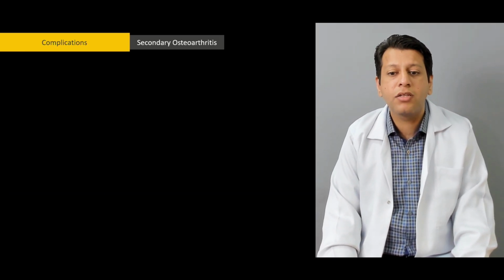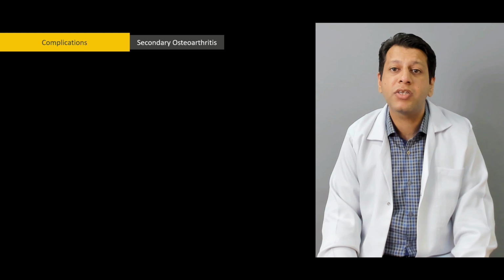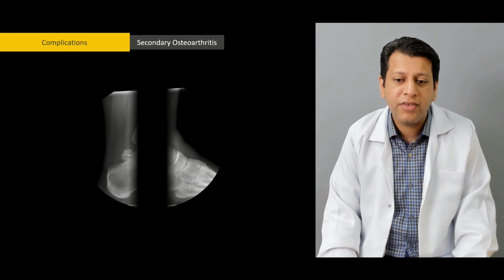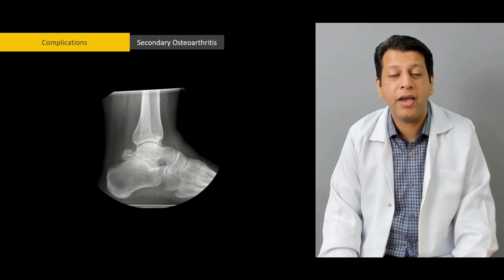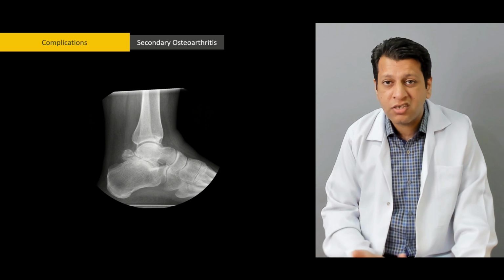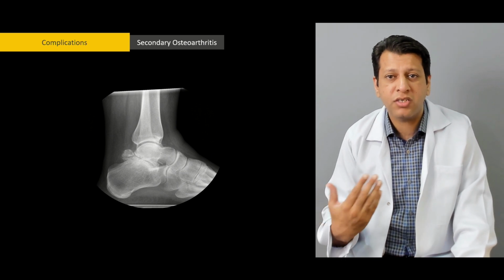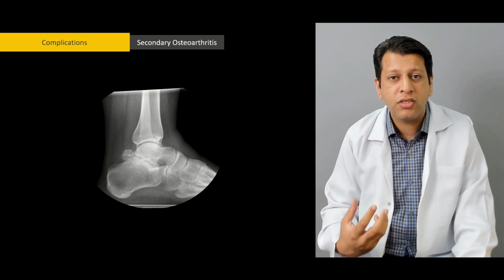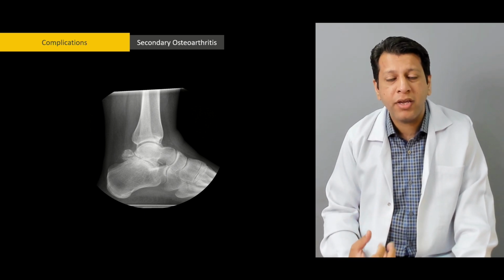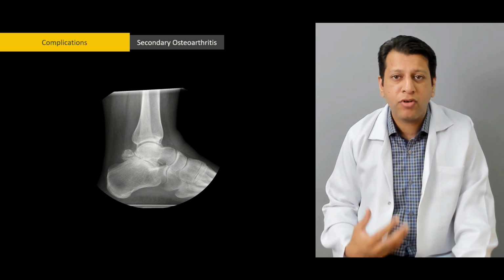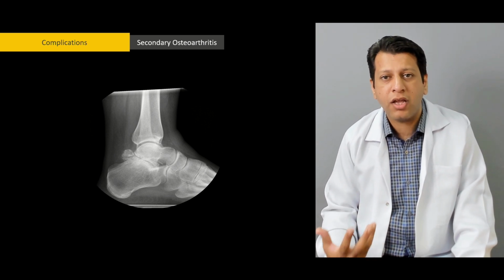Now coming to the other complication, which could be a secondary osteoarthritis. Secondary osteoarthritis can develop especially due to the high energy impact at the time of injury. As the different joints are disrupted, there could be tibiotalar joint disruption, or subtalar or talonavicular joint disruption. Eventually, this can lead to ankle pain, ankle stiffness, osteoarthritis of the ankle, which may have to be treated eventually with arthrodesis or ankle replacements.